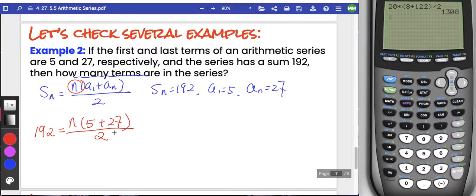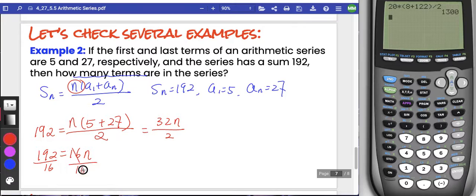There are many ways to do this. Some students might do 5 plus 27 is 32, and 32 divided by 2 is 16n. So I'm going to write 16n equals 192. And in order to find n, we just need to divide by 16, right?